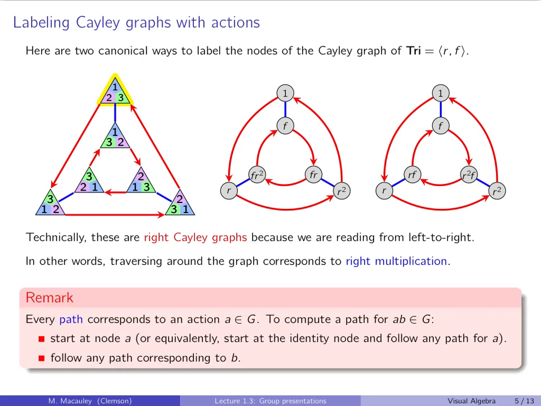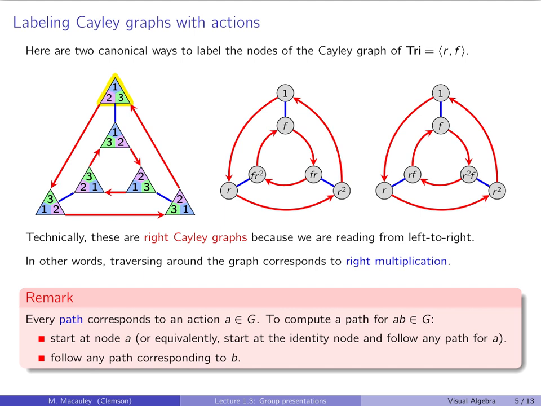Let's make a few remarks about this. First of all, as I said before, every path corresponds to an action. And if you want to compute a path for a product of actions or elements, say A, B, then you can start at node A, or equivalently start at the identity node and follow any path for A, and then follow any path corresponding to B.